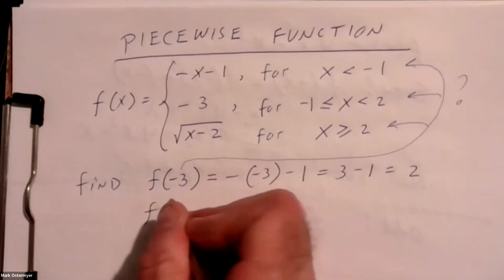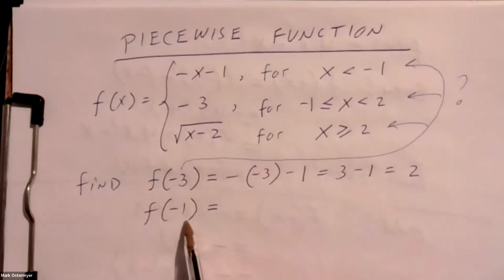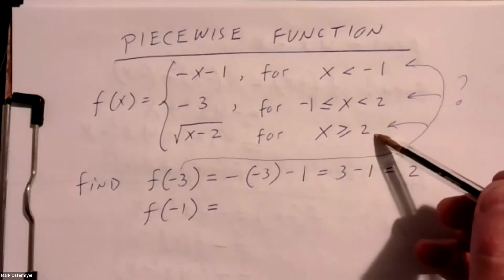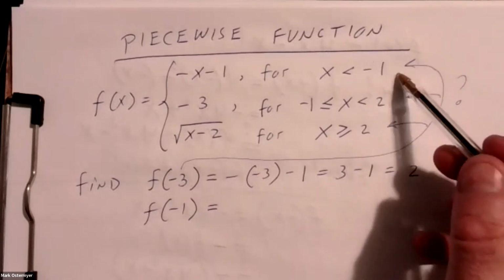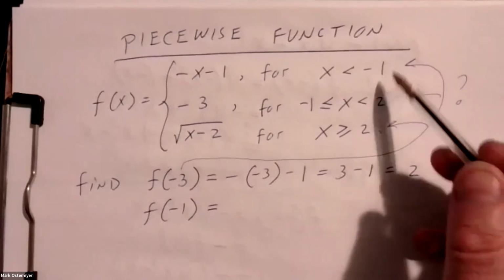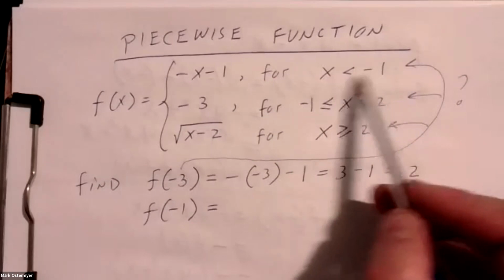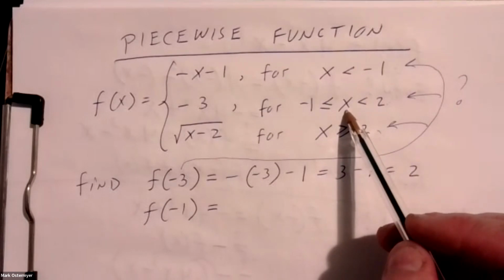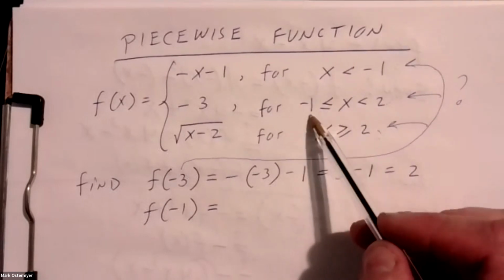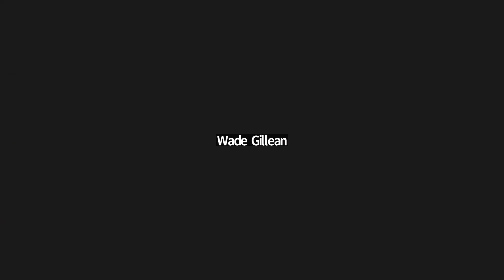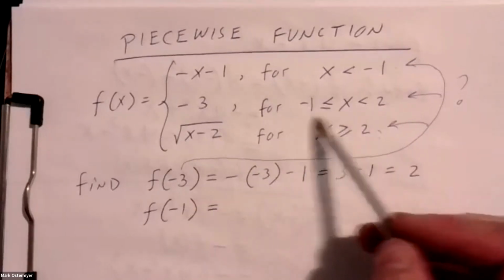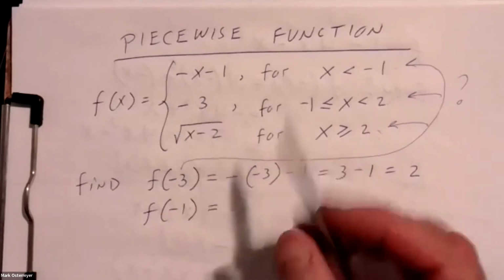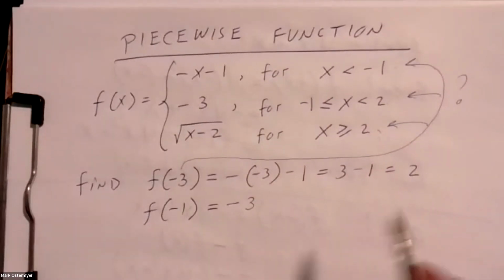Let's evaluate this function at -1. If I put -1 into this function, in what interval is -1? The first, second, or third? Is -1 less than -1? No, don't use this definition. Is -1 in this interval? Is -1 greater than or equal to itself? Yes. And at the same time less than 2? Yes. Since -1 is in this interval, we use this definition. So f of -1 is equal to -3. There's your answer.